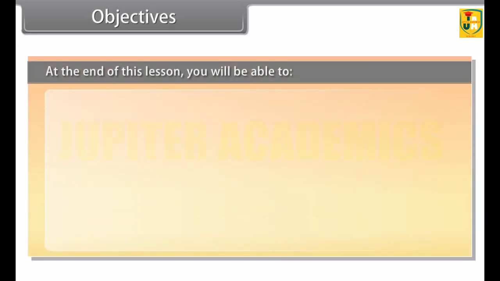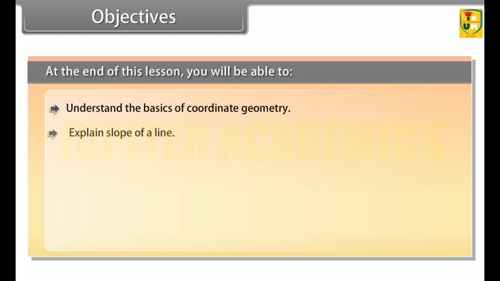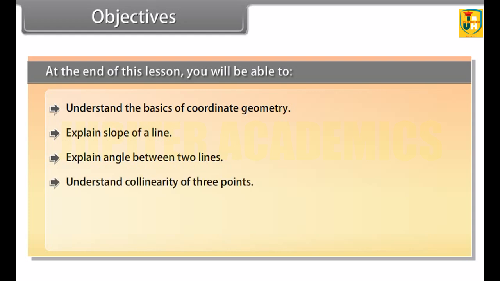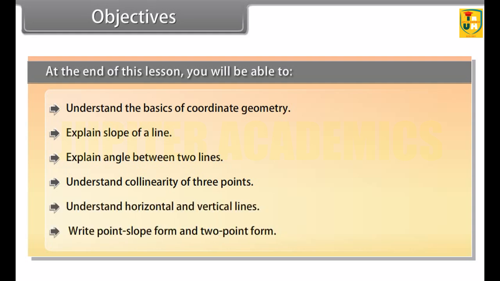At the end of this lesson, you will be able to understand the basics of coordinate geometry, explain slope of a line, explain angle between 2 lines, understand collinearity of 3 points, understand horizontal and vertical lines, write point-slope form and 2-point form. Basics of coordinate geometry.